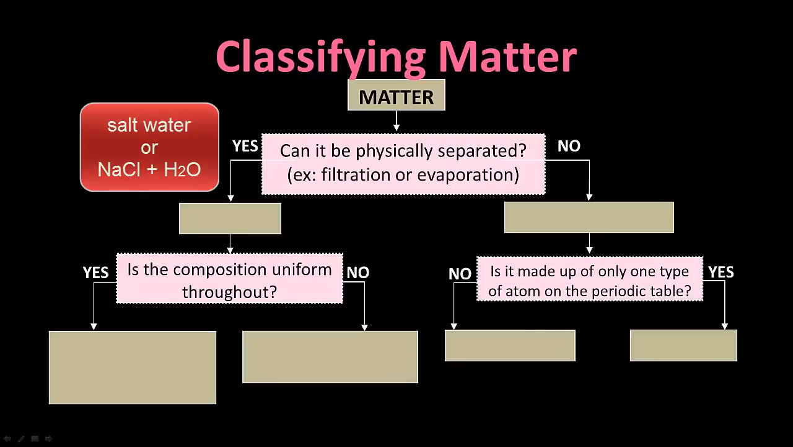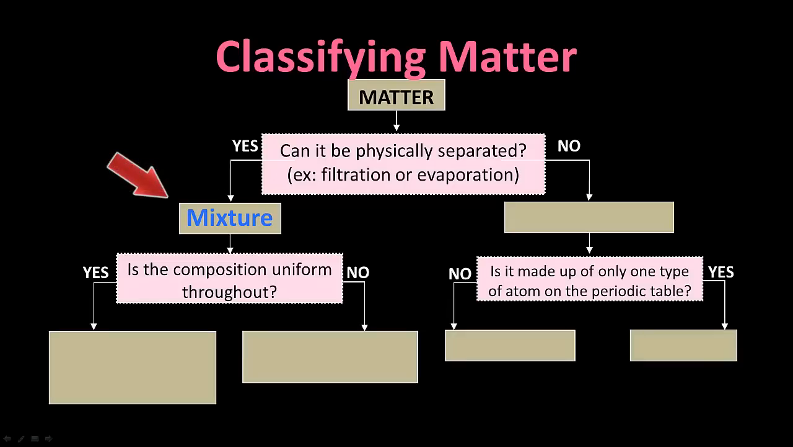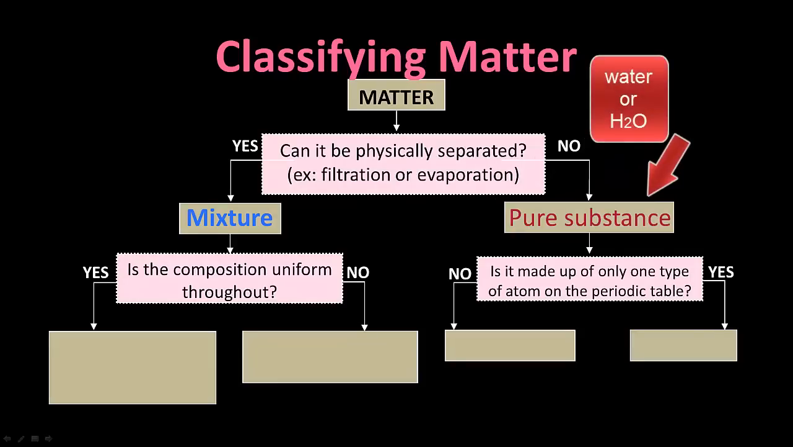And if it can be physically separated, then it is a mixture. If it cannot be physically separated through filtration or evaporation, then it is a pure substance. An example of that would be water. You can't separate water into smaller forms physically by filtering or evaporation.